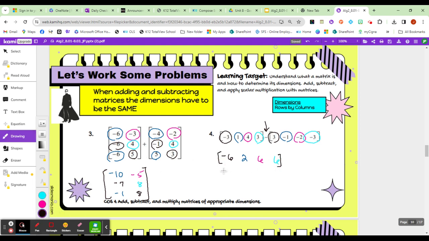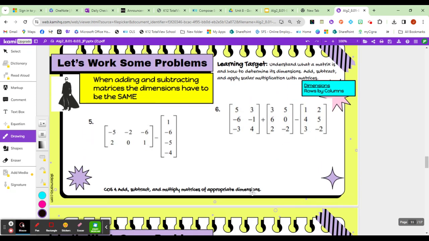And then I'm going to double check myself because I make mistakes all the time. -3 minus 3 is -6. 1 subtract -1 is 2. 4 subtract -2 is 6. 3 subtract -3 is 6. That's adding and subtracting matrices. Here's some problems that are just a little bit harder.